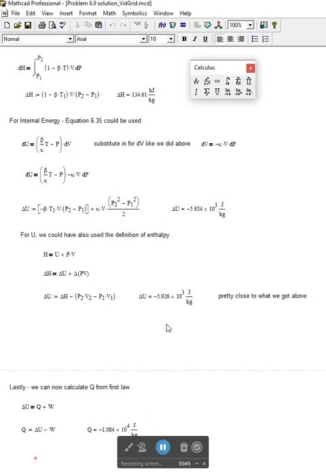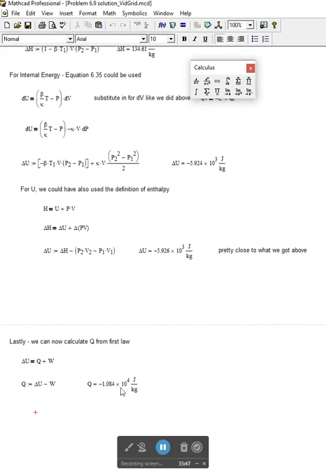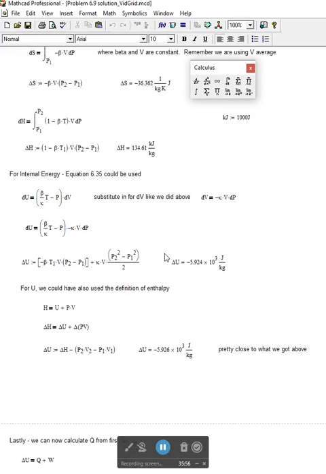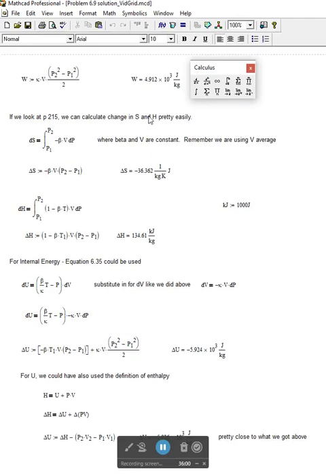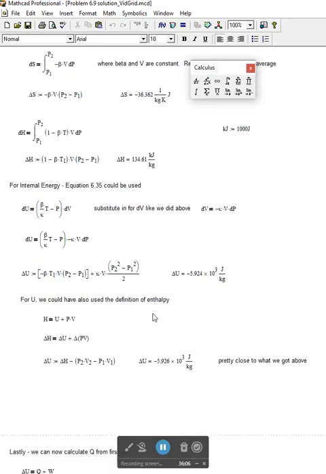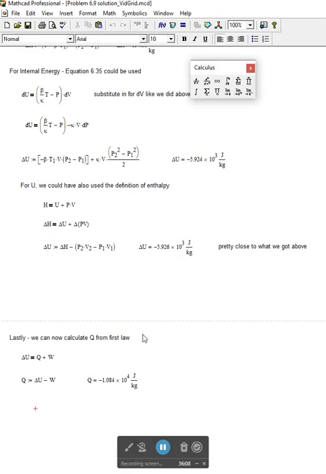These numbers all should make sense. So we're losing heat in an isothermal compression. We're also losing internal energy. We're gaining enthalpy. We are decreasing entropy. We have positive work done. The volume 2 is less than volume 1. So everything in this seems to be internally consistent and makes sense.